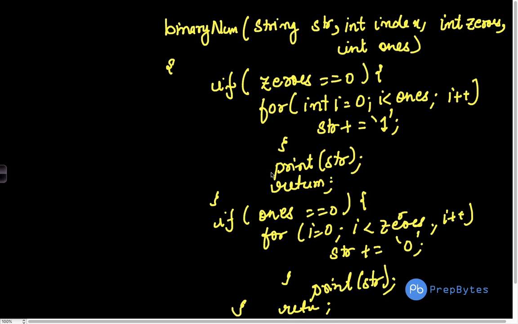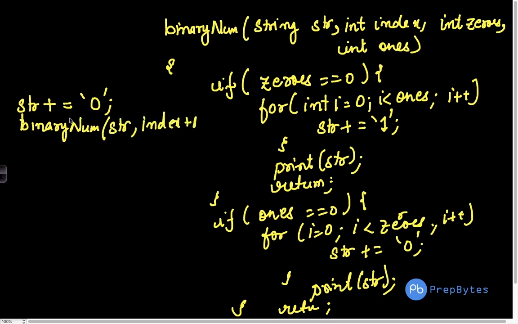Now let's say if zeros is not 1, ones is not 1, what are the options we have? We put str plus equal to 0, BINARYNUM str, comma, index plus 1. So here we are not using index, but we are using this. But let's say if you are coding in C or C++ or any language in which you want to use the character array, especially in C you'll have to use the character array, you can simply do str index equal to 0. Here you will have to use the index, so that's why we took index as the parameter.